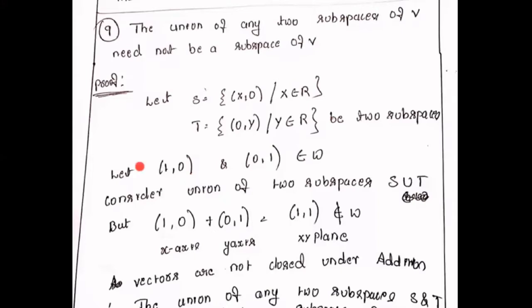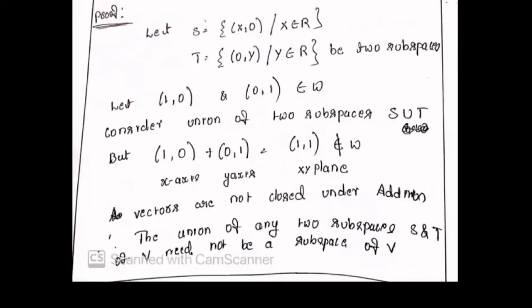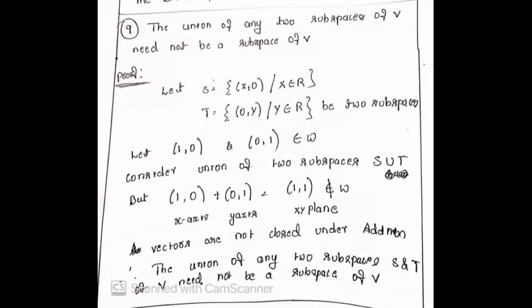Let's consider (1, 0) that comes under (x, 0), that belongs to S. You consider (0, 1) that belongs to T, (0, y). Then I am adding these two. What you get is (1, 1). That doesn't belong to any of these two, right? So the union of any two subspaces doesn't create one more subspace. So that statement is wrong. Okay.